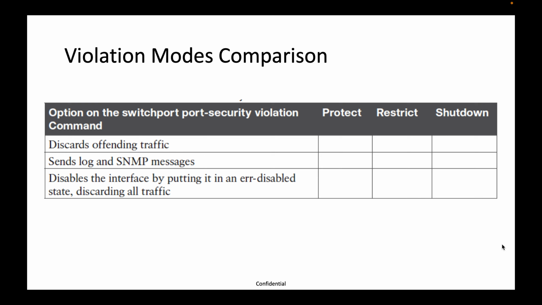So if you go ahead and compare the main points of these three modes, we can compare it this way. Which one discards offending traffic? In protect mode, yes, it discards. Restrict mode, yes, it discards. Shutdown mode, it discards. In all three modes, it discards the violated traffic. Whether it sends log and SNMP messages: in protect mode, no. In restrict mode, yes. In shutdown mode, yes. And the last one, disables the interface by putting it in error disabled state and discarding all traffic. Protect mode, no. Restrict mode, no. Only in shutdown mode does it put the port in error disabled state.